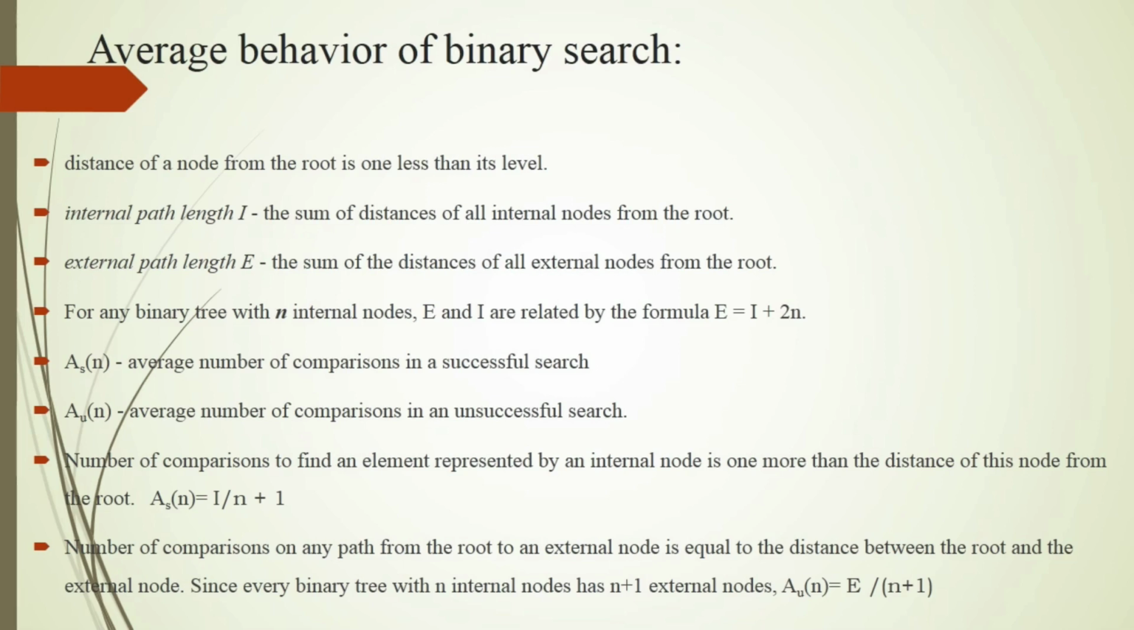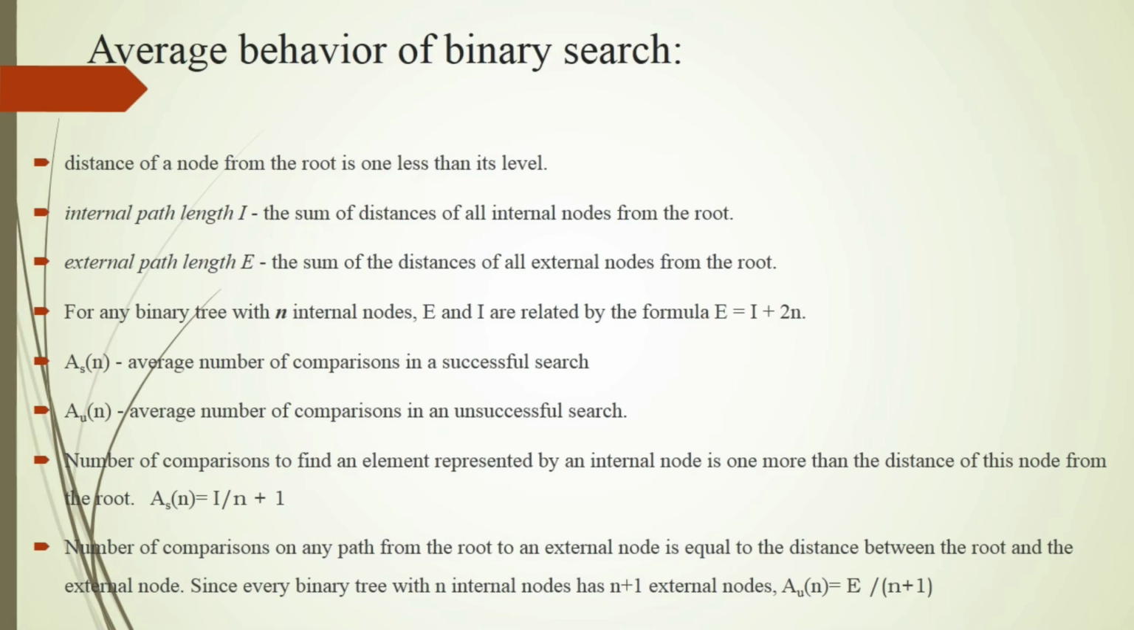For any binary tree with n internal nodes, we have the relation between E and I through the formula E is equal to I plus 2n. Now we have two representations: the average number of comparisons in a successful search is represented as AS of n, and the average number of comparisons in an unsuccessful search is represented as AU of n.